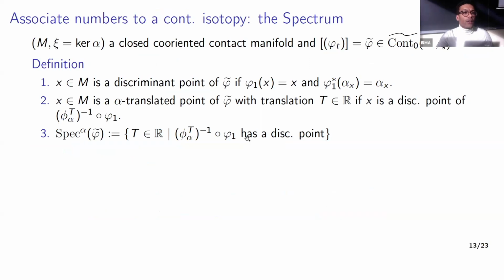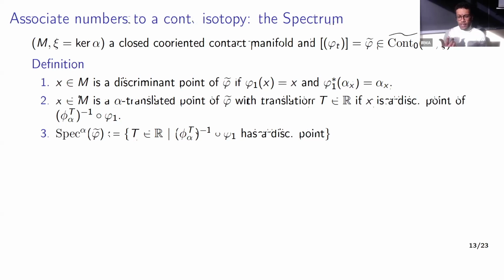So how do we associate numbers to a contact isotopy? First, we will associate a set of numbers to a contact isotopy, and then the map we construct will select one of the elements of this set, which is called the spectrum. You take phi tilde, an element in Cont tilde, and you say that x is a discriminant point of phi tilde if the time one of your contact isotopy fixes x, and the time one preserves the contact form at x, and not only the contact distribution.